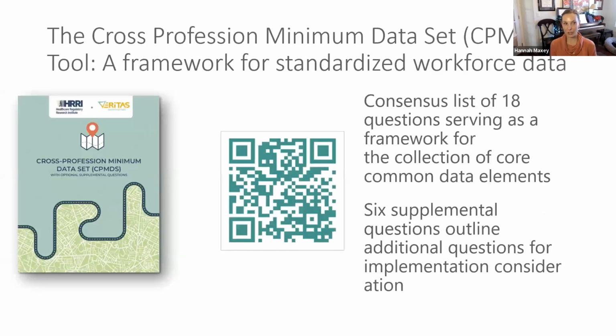What you're looking at on this screen is the cross-profession minimum data set. And this was developed by those organizations through research and collaboration. It includes 18 questions that were consensus questions that may serve as a framework for states or jurisdictions to collect the core common data elements. If you have a phone and you're sitting at your computer or you're there in person, you can scan the QR. It'll take you right to the CPMDS. In addition to the 18 questions, there is a 6-question supplement, and I want to briefly share about that.